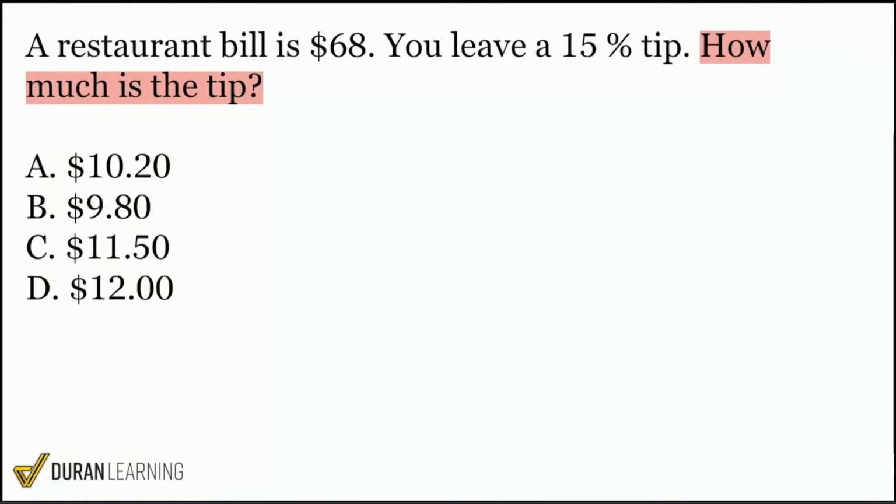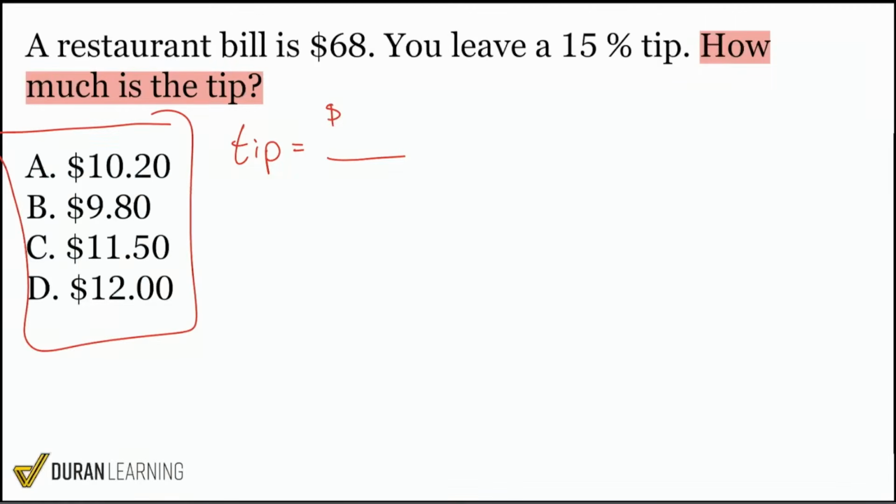Okay, cool. So I want to know how much the tip was. So I'm going to say tip, some number of dollars. I know it's dollars because I see the answer choices, and so I'm good there. So now that I know what I want, I want to know what I have. That's step 2. What do I want? What do I have? What's the connection, right? So I know what I want.